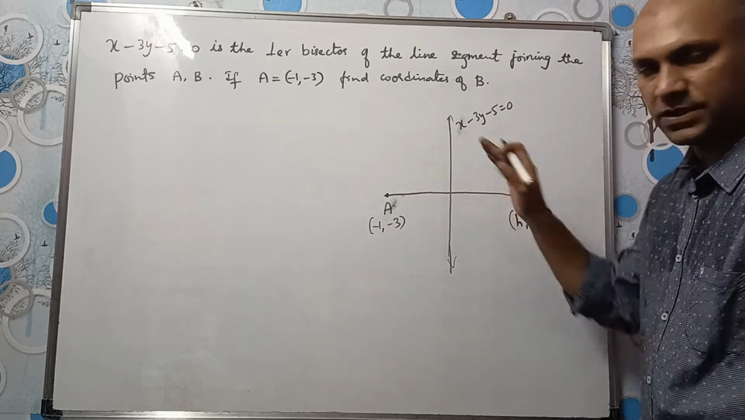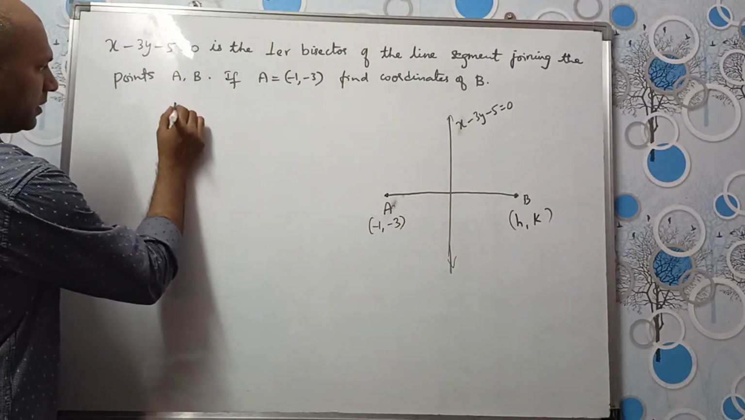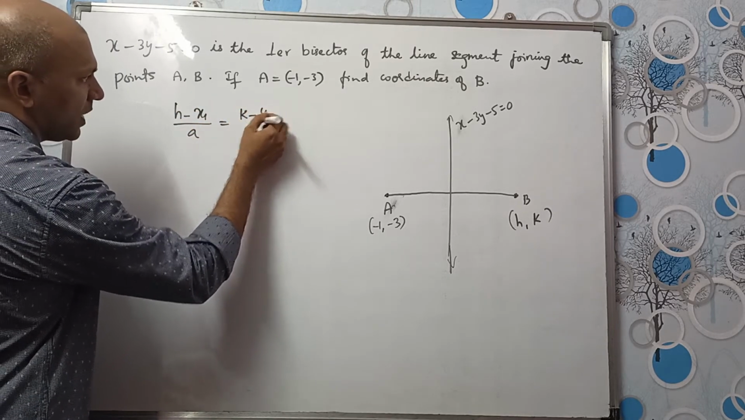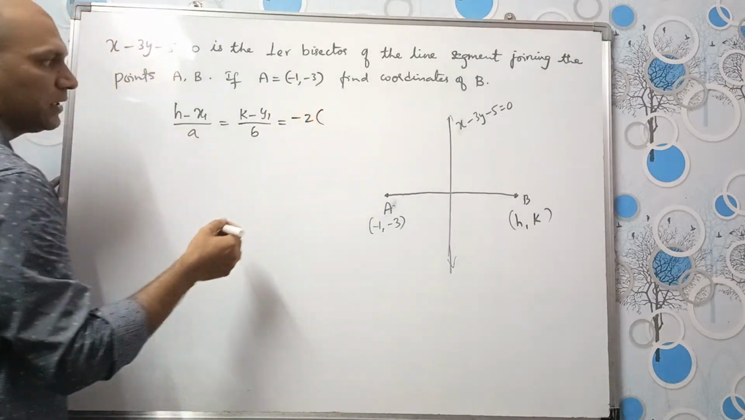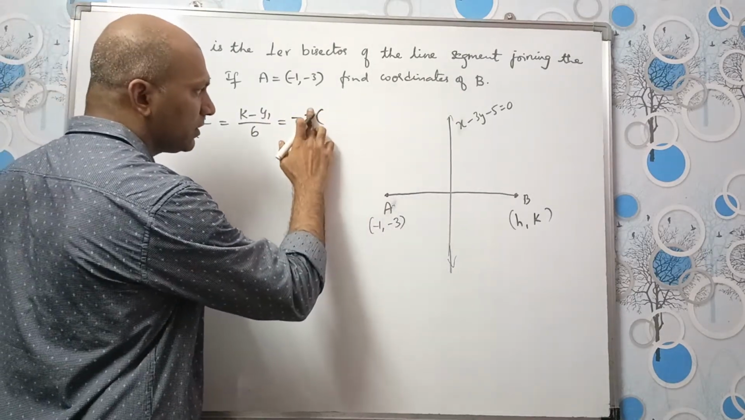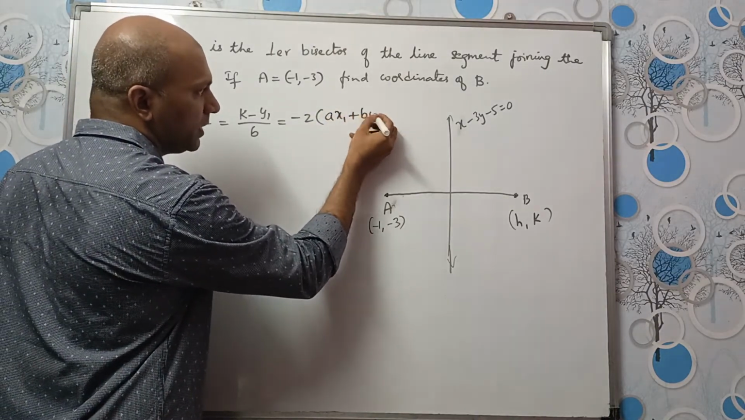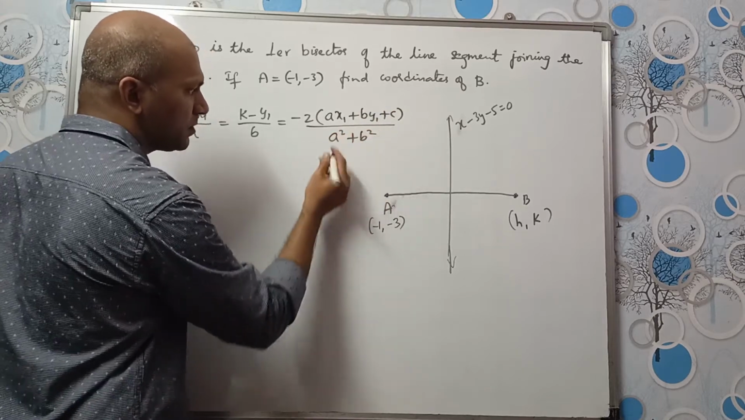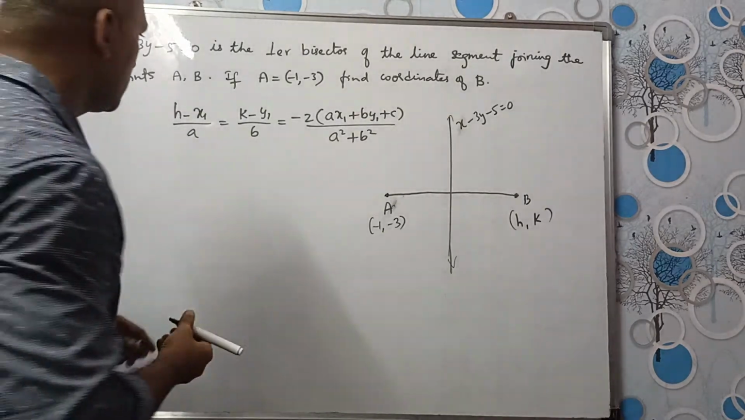We know the relationship, right? We know the formula to find the image. (h minus x1) by a equal to (k minus y1) by b equal to, image will have minus 2, right? Perpendicular will have only minus. Image will have minus 2 times (ax1 plus by1 plus c) divided by (a square plus b square). Some students will write root of a square plus b square. Okay, don't get confused there.